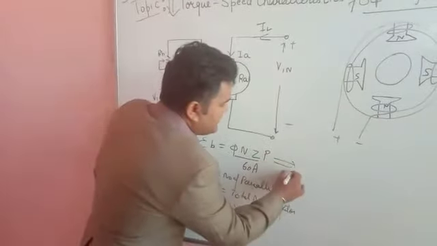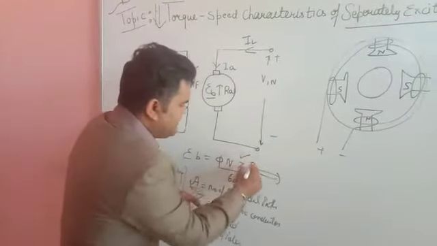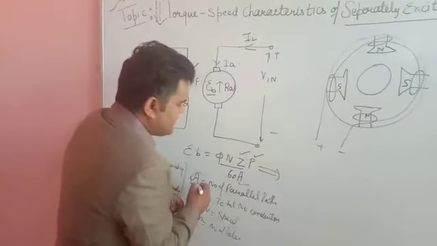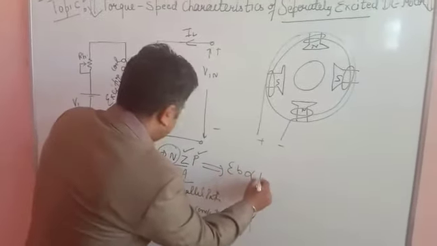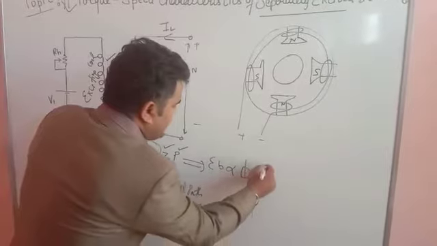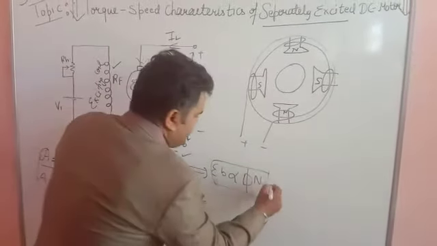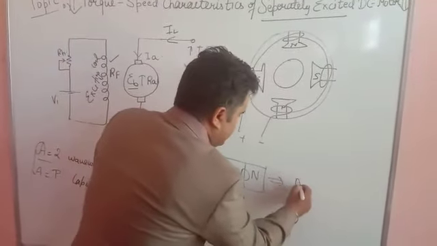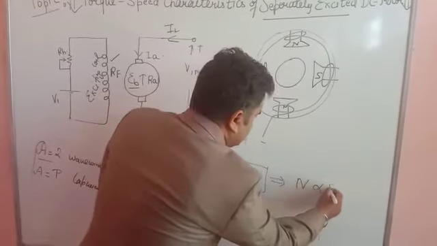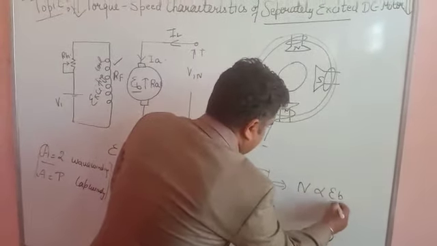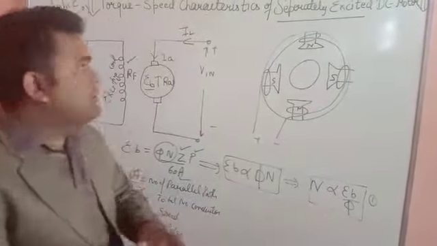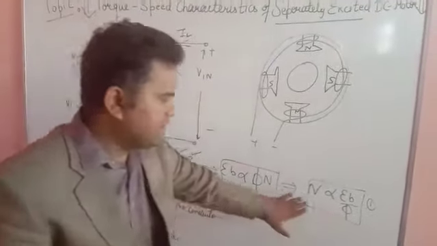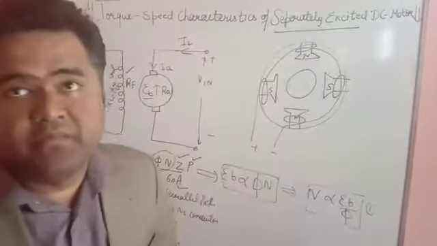From here we conclude that Z is constant, P is constant, A is constant. Now EB is directly proportional to phi into N. And from here we can say N is directly proportional to EB upon phi. This is equation number 1. In order to plot this curve, you must remember from where this equation came.